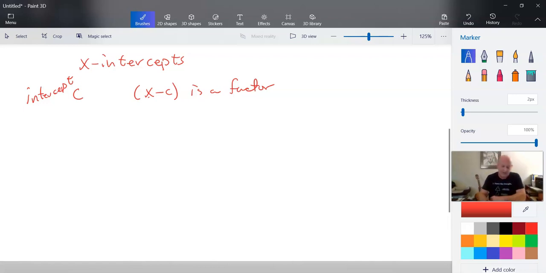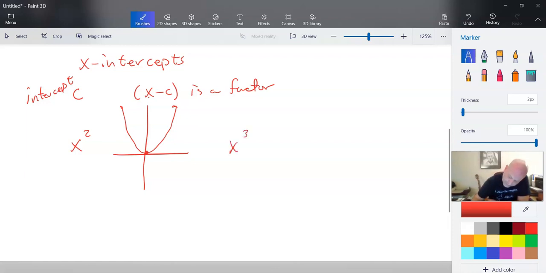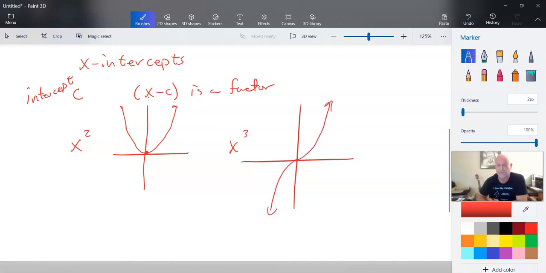For example, when I have x squared, when I graph that, or any of its derivatives, it has an x-intercept right there at 0, right? But it doesn't go through the x-axis. It bounces off of it. It hits that root and then turns around and comes up. X cubed, on the other hand, has an x-intercept, and it kind of wiggles as it goes through. It does a little jig jog.